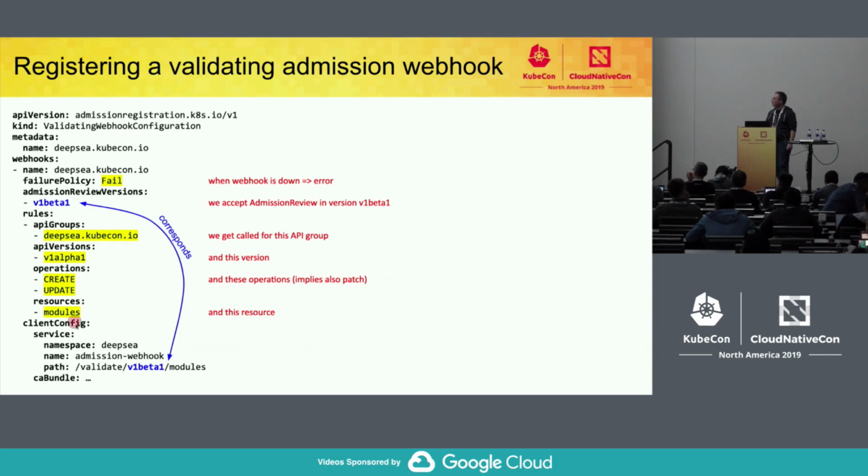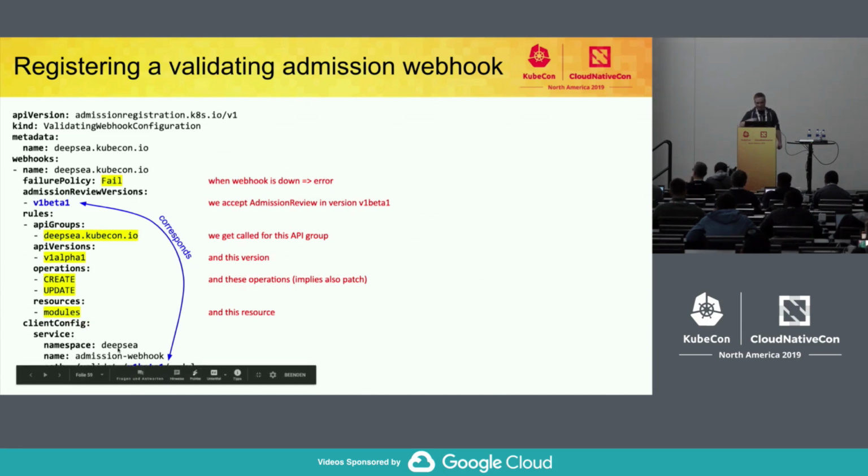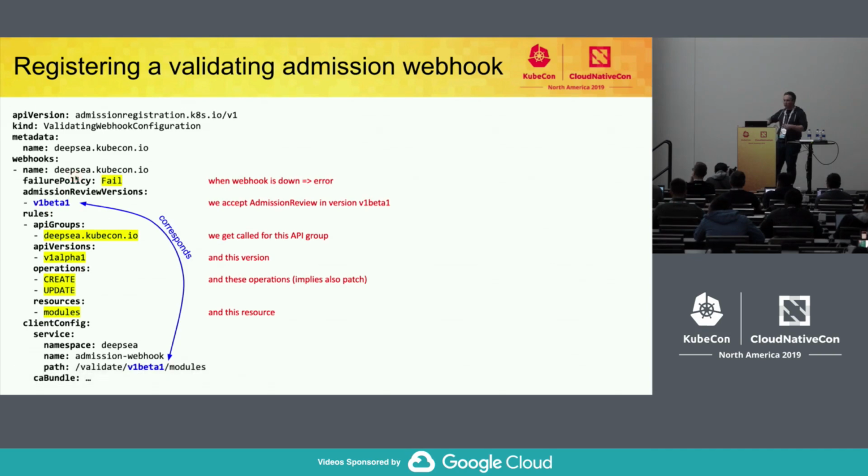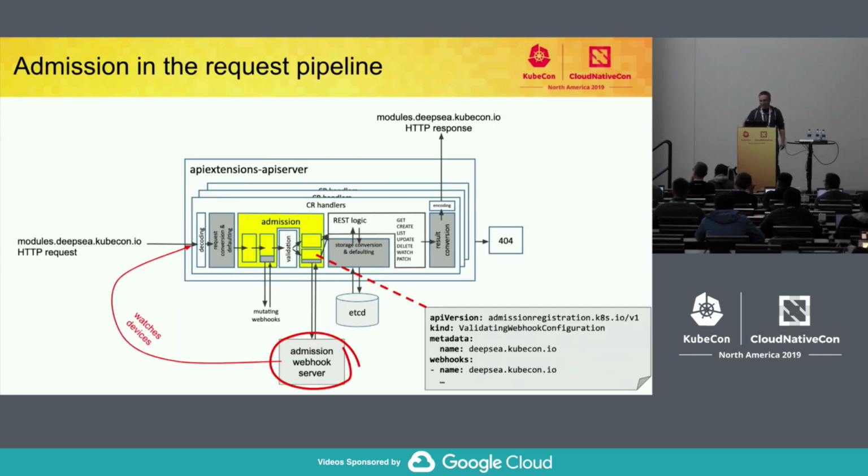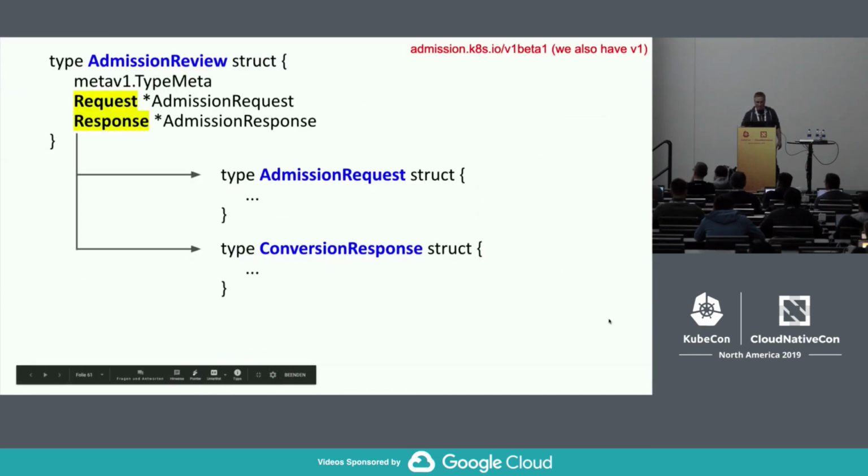Very similar to the conversion. Again, you have a client config here, so it's the same thing. I think it's even the same implementation behind. It's behind a service, and the service has a name, and there's a path. And again, there's an admission review version. The objects you get are versioned. We have v1, so admission is promoted to GA meanwhile, but again, there's a v1beta1 version for admission reviews, and we will just use that one. And by that, the API server knows everything about our webhook, and it will call it.